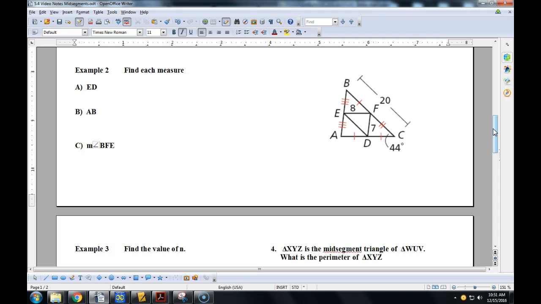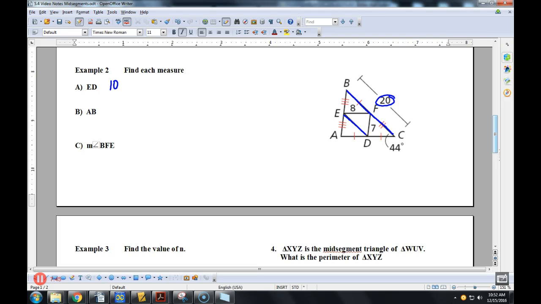Example 2 on the bottom here, find each measure. Looks like a similar picture. The measure of ED, well, E to D is here, so if that's the midsegment, use the longer segment. It's 20, so we go backwards, chop it in half. You will get a number of 10.